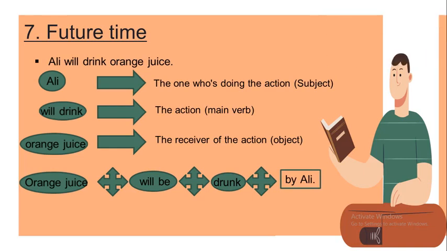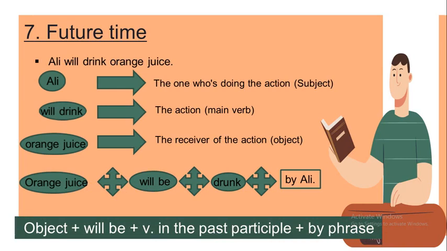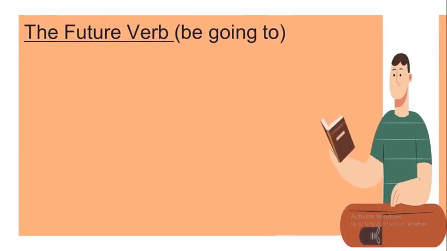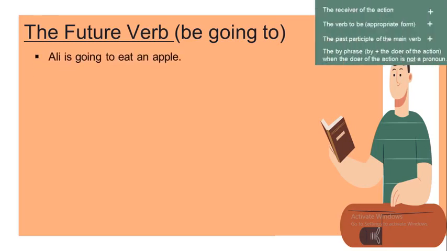Now, it's easy for you to conclude the general form of the passive voice in the future tense. Excellent. It is the object plus will be plus the verb in the past participle and the by phrase. But what if the future time was formed by the verb be going to, as in the sentence, Ali is going to eat an apple? We will follow the same general form and will start with the receiver of the action.